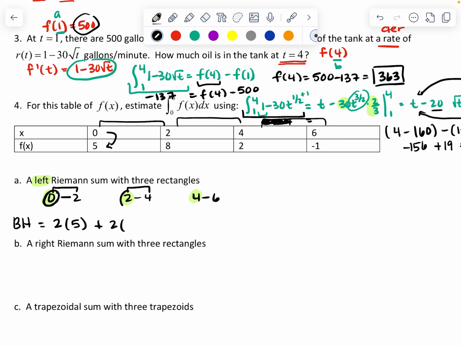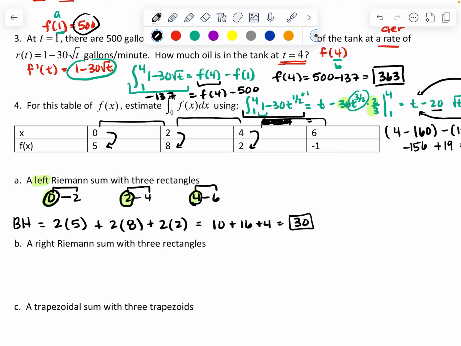And the height is not 2. It's not the highlighted number. It's the value at that number, which is 8. And then plus the distance from 4 to 6 is 2. And the height, again, is not this 4. It's the value at 4, which is 2. So this is going to be 10 plus 16 plus 4, which equals 30.